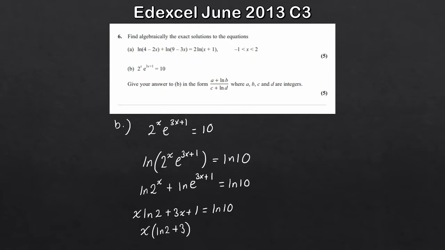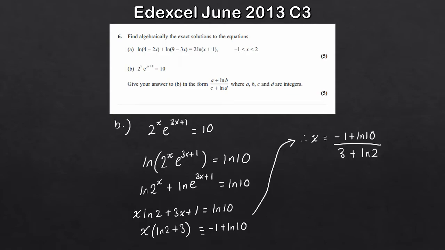Okay, so that's the first step there. And like we said, just subtract 1 off both sides, so it's going to be minus 1 plus ln 10. But all we want is just x, so to obtain x, I just divide through by this ln 2 plus 3. So in that case, x is simply minus 1 plus ln 10 divided by 3 plus ln 2.